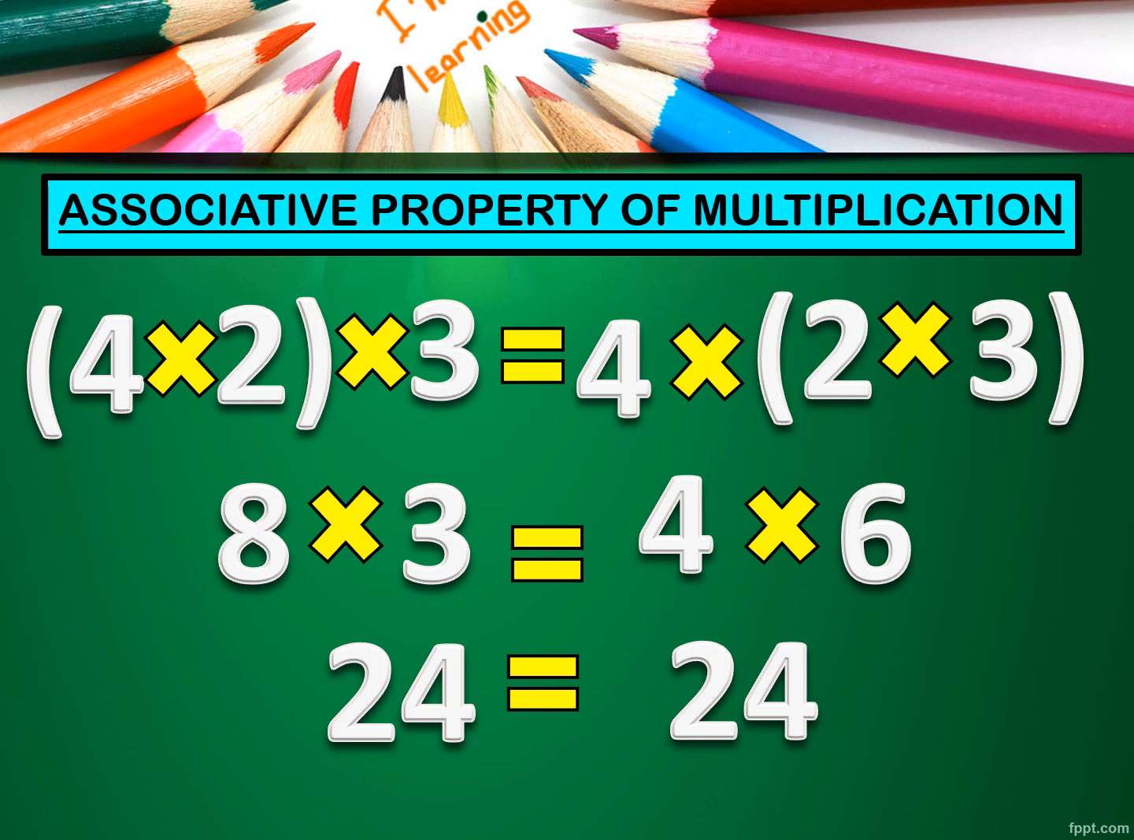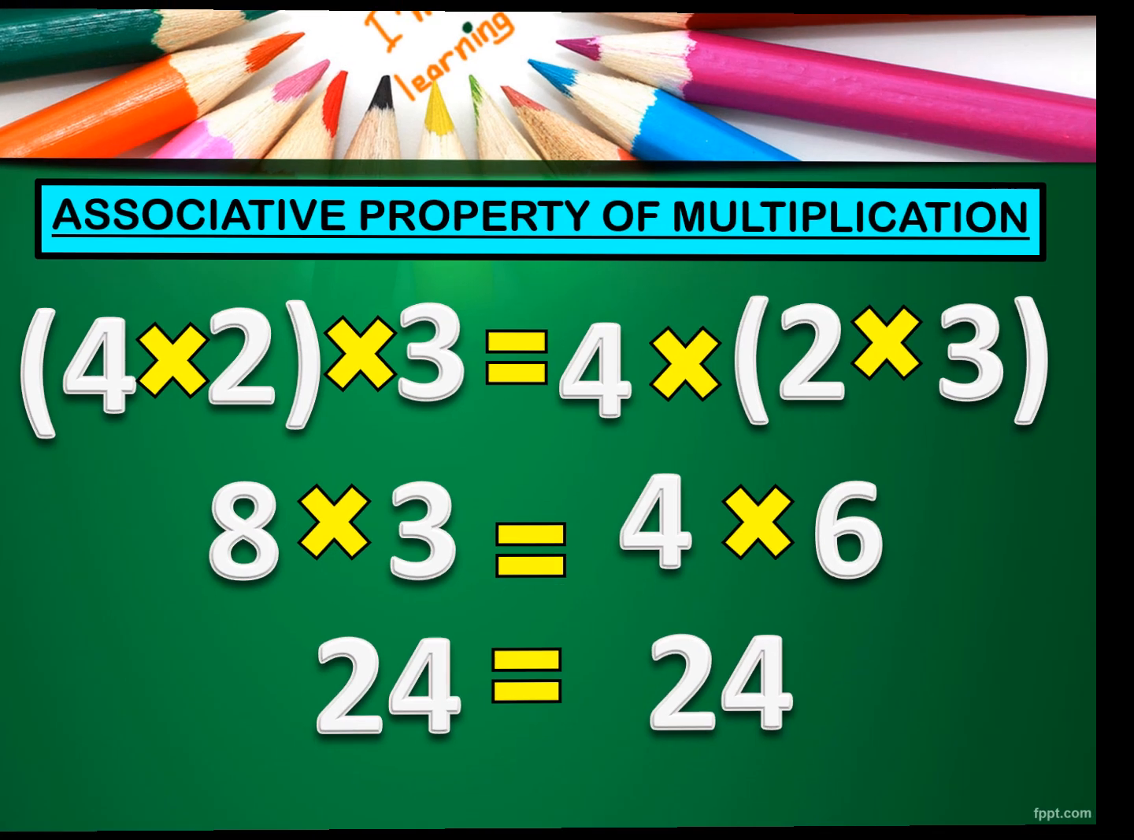So, ganoon pa rin yung sinasabi kanina, kahit magbago yung grouping symbols natin, pagbago yung grupo nila, yun pa rin yung magiging sagot. Okay? Di ba? Nagbago kanina, 4 and 2 magkasama. Dito naman sa kanan, 2 and 3. Pero nung binaba natin, nung sinagutan pababa, yun pa rin yung sagot, magkatulad. Okay? Naintindihan?